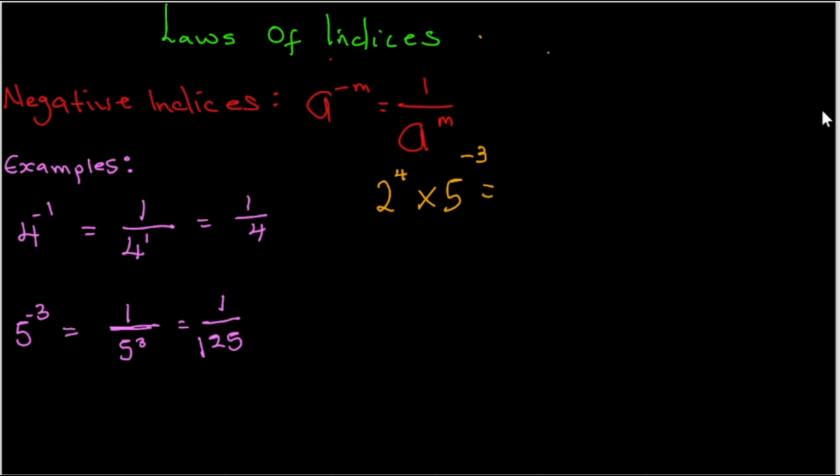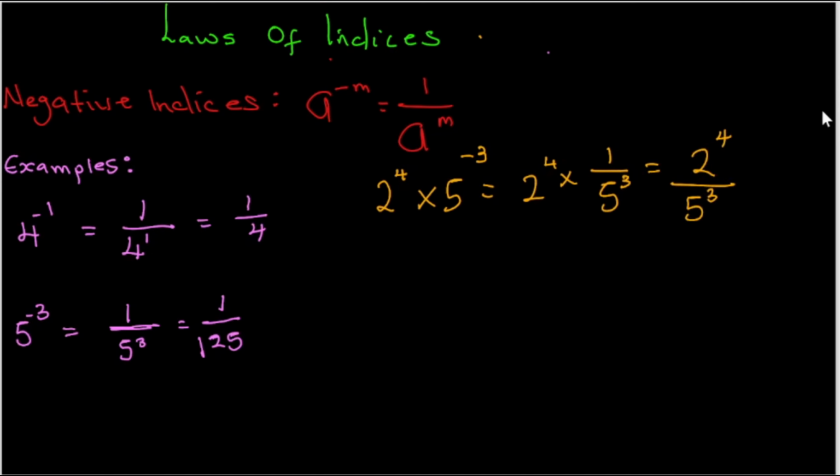The next question: 2 to the power of 4 times 5 to the power of minus 3. 2 to the power of 4 is simply 2 times 2 times 2 times 2, right? So this is equal to 2 to the power of 4 times 1 over 5 to the power of 3. Multiplying, we have 2 to the power of 4 over 5 to the power of 3. And that's how we work it out.